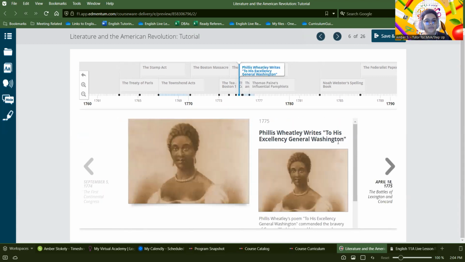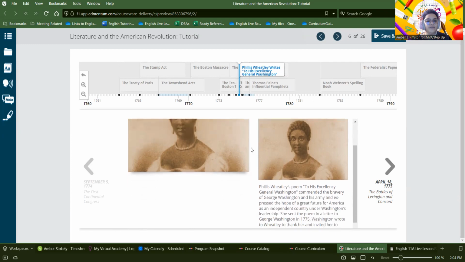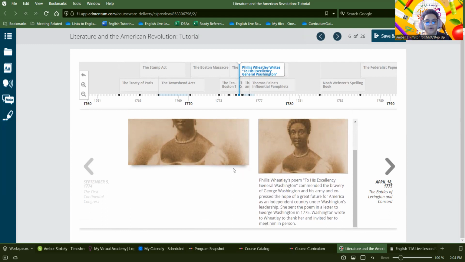Now, the next thing here is Phillis Wheatley. That's one of the writers that was mentioned before on the last slide. Phillis Wheatley wrote a poem called To His Excellency General Washington. Now, this was pretty much a poem that talks very highly about the bravery of George Washington and his army. And I believe that this was covered in either the previous tutorial or the one right before that. So you guys should have read it already. But she sent it to him in this year, and this year would be 1775. He actually thanked her for writing this poem and asked if she wanted to meet him in person.